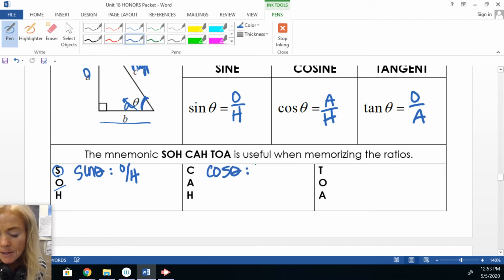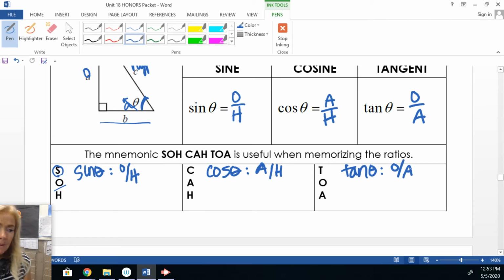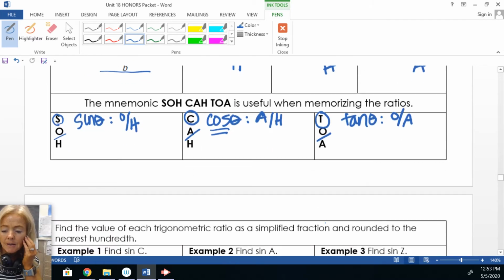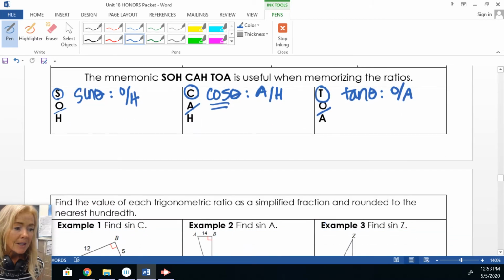Cosine theta is adjacent over hypotenuse, and tan theta is opposite over adjacent. So you can know those every single time. It's just easy to remember. So when you see CAH, that's adjacent over hypotenuse, then you can think of cosine theta is adjacent over hypotenuse. When you see TOA, remember TOA, tan theta is opposite over adjacent. So we have all those to memorize or to remember.